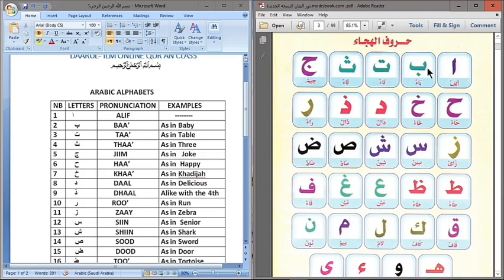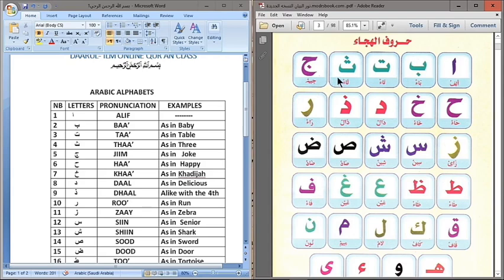The second one is pronounced ba. This is called ba, as in baby. So the B sound: baby, ba, baby, ba. And the next, which is this, is called ta, as in table. So the T sound: table, ta, table, ta.